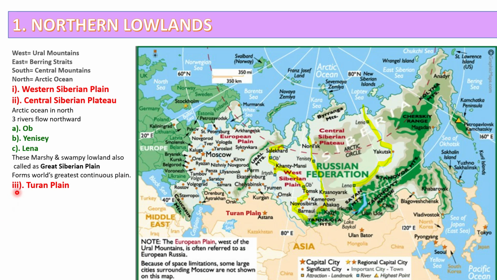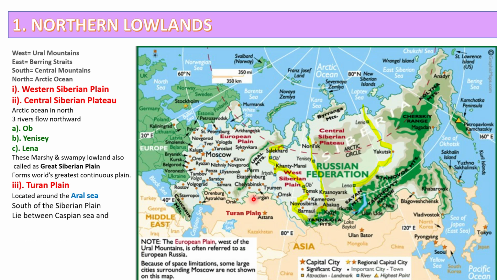Number three of the northern lowlands is Turan Plain. Turan Plain is present here, in Kazakhstan, around the Aral Sea. This inland sea is in the Turan Plain, located around the Aral Sea, and it is present south of the Siberian Plain. This is the Siberian Plain, and toward the south, this is the Turan Plain.